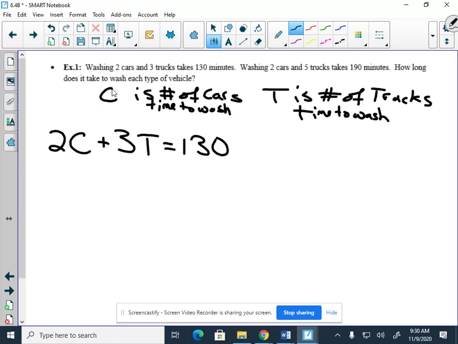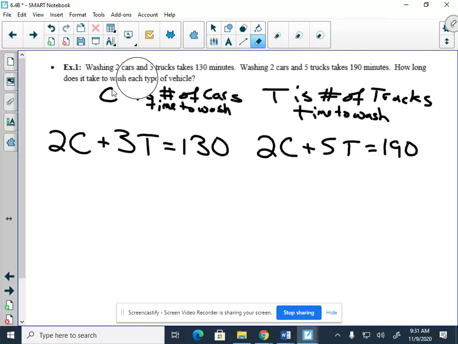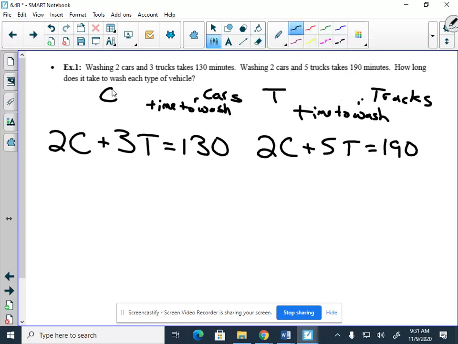Then they give us a different example. Washing 2 cars and 5 trucks takes 190 minutes. And what we're supposed to do is find the time it usually takes at our car wash to wash a car, and the time it takes to wash a truck. So that's what we're finding, rather than the number of cars. So make that correction on the first 2. So C is the time to wash a car. T is the time to wash a truck.